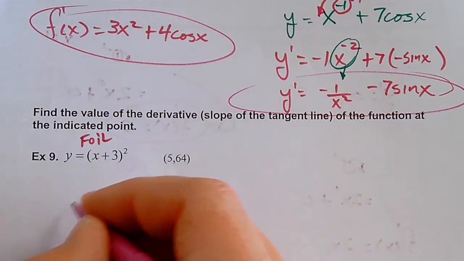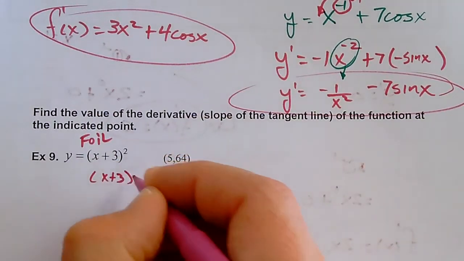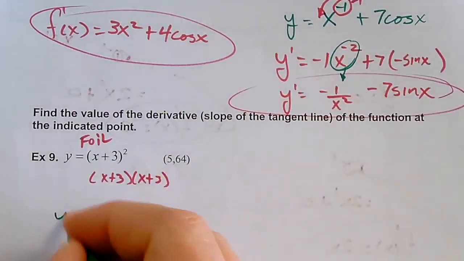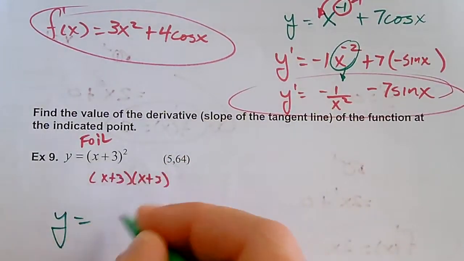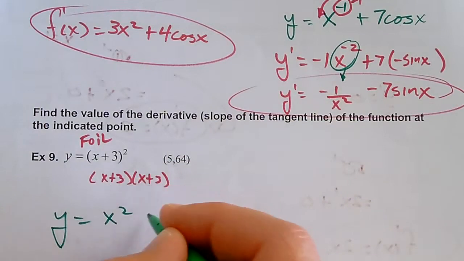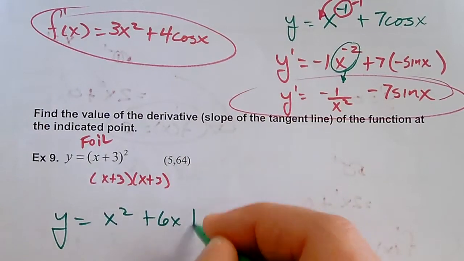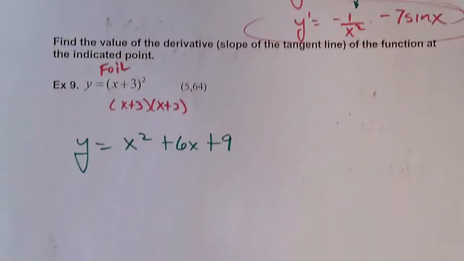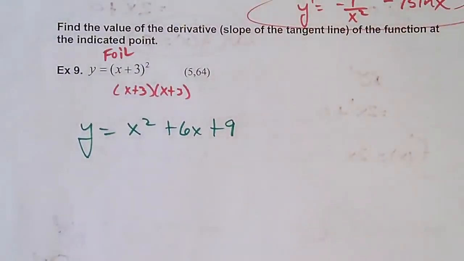So if you need to, write it out. x plus 3 times x plus 3. So I'm just going to rewrite it. So now we should know we get x times x is x squared. 3x and 3x is 6x. And 3 times 3 is 9. Okay? Now I can find the derivative. Right? So let's do the derivative now.